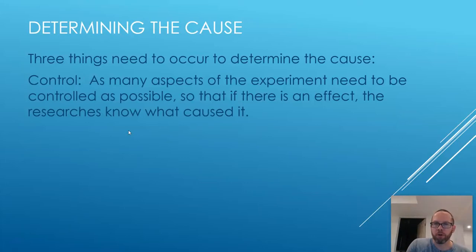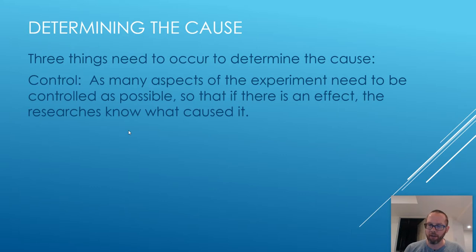Three things need to occur to determine the cause when you're doing an experimental study. So one is control. You need to control as many aspects of the experiment as possible. Again, so if there's an effect, you know what caused it. Going back to the exercise example, if you have one group exercising rigorously for 30 days and one not, that's great. But if their diets aren't relatively similar, well, then maybe for the people who exercise, it was their diets that caused the positive effects. You have to control as much as you can.